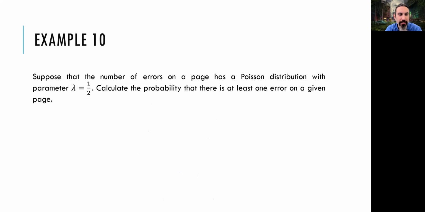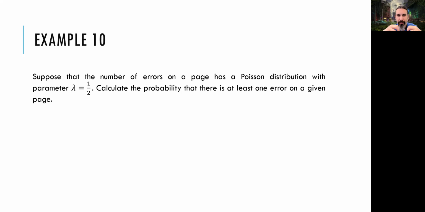Now, suppose that the number of errors on a page has a Poisson distribution with parameter lambda equal to 1 over 2. Calculate the probability there is at least one error on a given page. At least one error, okay? It can be 1, 2, 3, 4, 5, 6, 7, infinitely many. I don't want to take all of them and sum them one by one. So what I have to do is find the probability of no error, 0 errors, and then subtract it from 1.